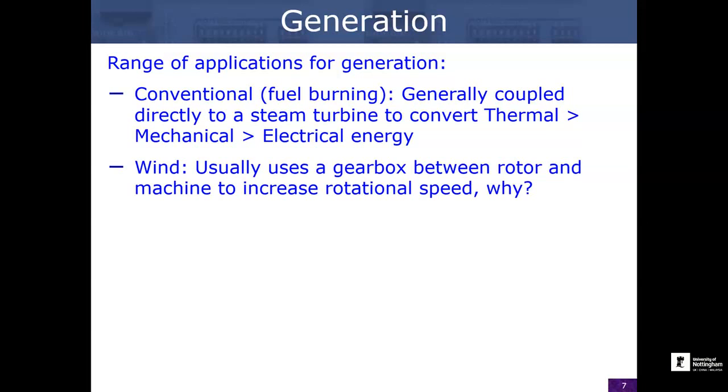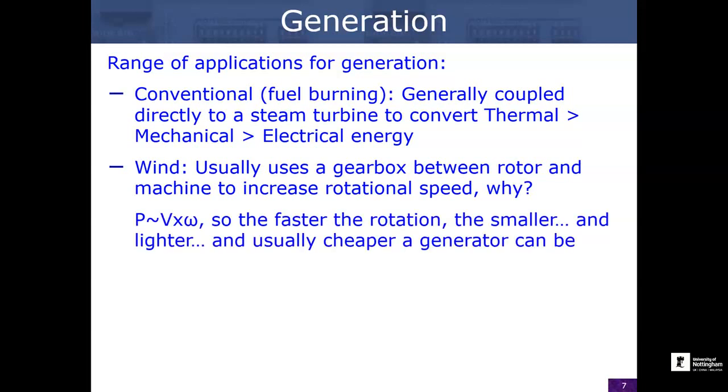So wind turbines do a similar thing, but they get rid of that conventional combustion step. They just have a direct rotational thing between the rotor and the machine. But most modern wind turbines still use a gearbox. And that's how they try and get around this expression. Because our power is based around rotational velocity and volume, it means a couple of things.